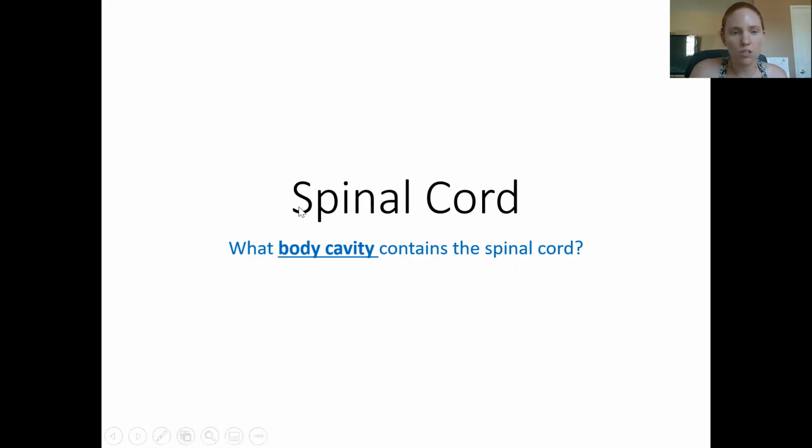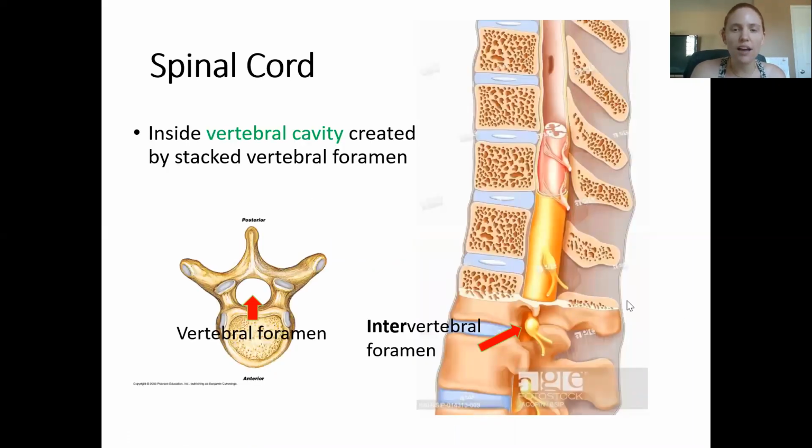Let's start with this question here. What body cavity contains the spinal cord? So that's our very first lecture, all the way back at week 1. That would be the vertebral cavity, and the vertebral cavity is created when all of those vertebrae are stacked on top of each other. And remember that the vertebral foramen, the big hole right in the very middle of the vertebrae, when they stack on top of each other, they create that cavity.